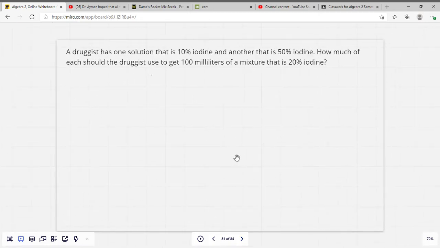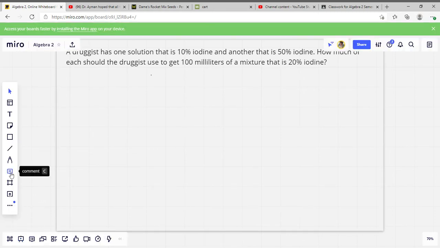Alright, so first question says, a druggist has one solution that's 10% iodine and another that is 50% iodine. How much of each should the druggist use to get 100 milliliters of a mixture that's 20% iodine? So first I'm going to draw a little picture to demonstrate what it is they're talking about.